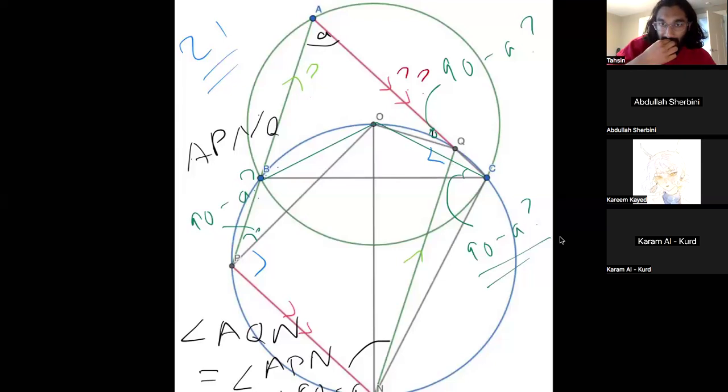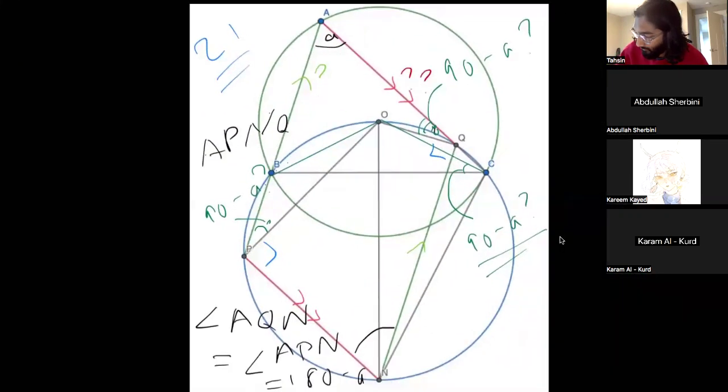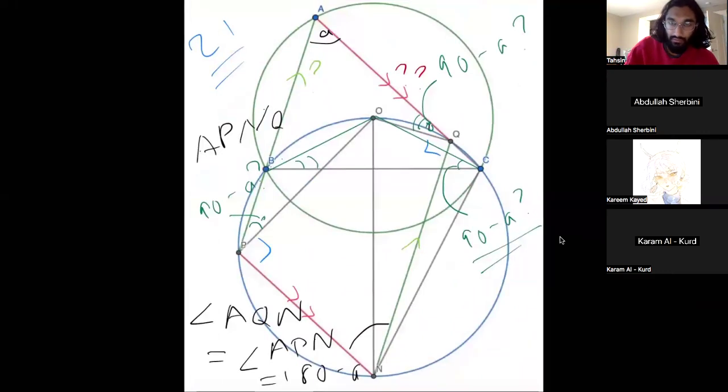And then we have this other one. Now we want AQO as well, right? That's the other one we want. That's also related by a cyclic quadrilateral to something that is easier to understand. This one is related to that one, and that's through the cyclic quadrilateral BOQC.